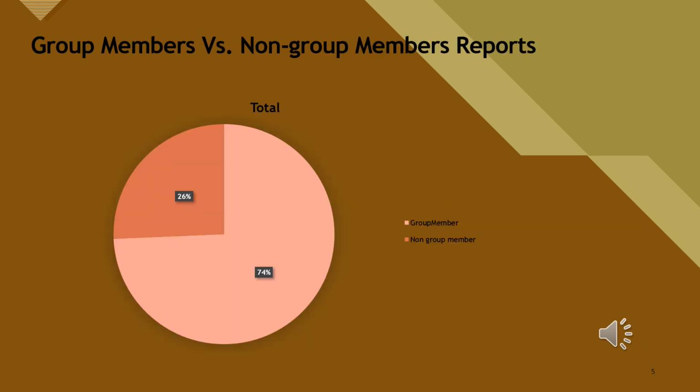With the group versus non-group members, these are the two members who will be reporting these incidents. As in previous slides, group members and non-group members have been the ones doing the 25 a month. They are the ones who report weekly, Sunday through Saturday.